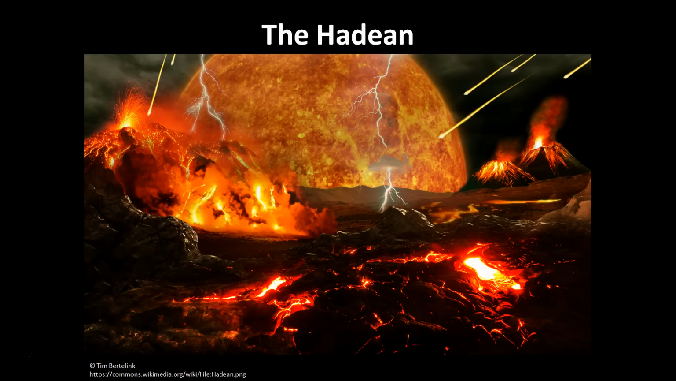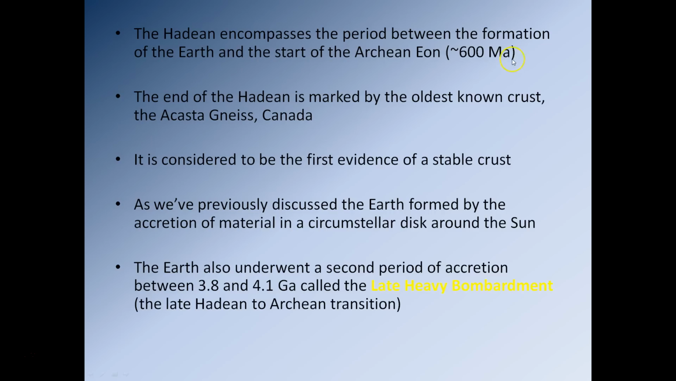So, of course, the Hadean was a time when the Earth was forming from a magma ocean, so it's going to be a period where the tectonics of the Earth are going to be very, very haphazard. The Hadean encompasses the period between the formation of the Earth and the start of the Archean. So, it makes up about 600 million years, give or take a little bit.